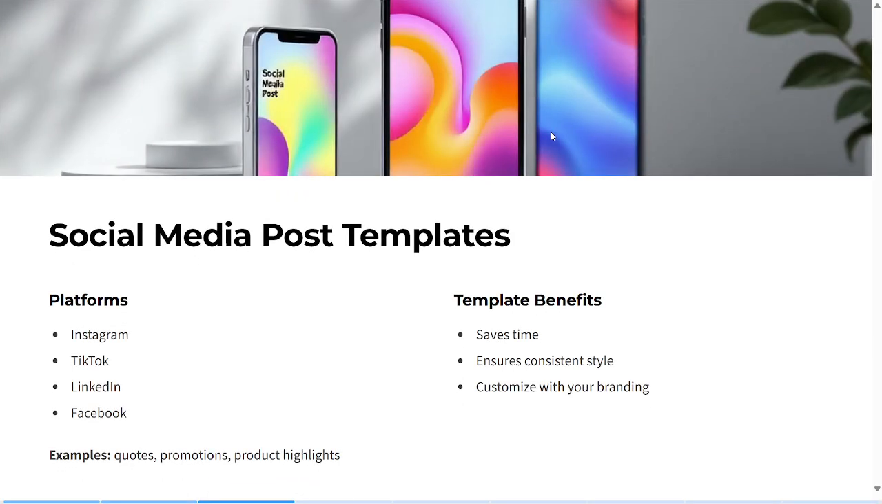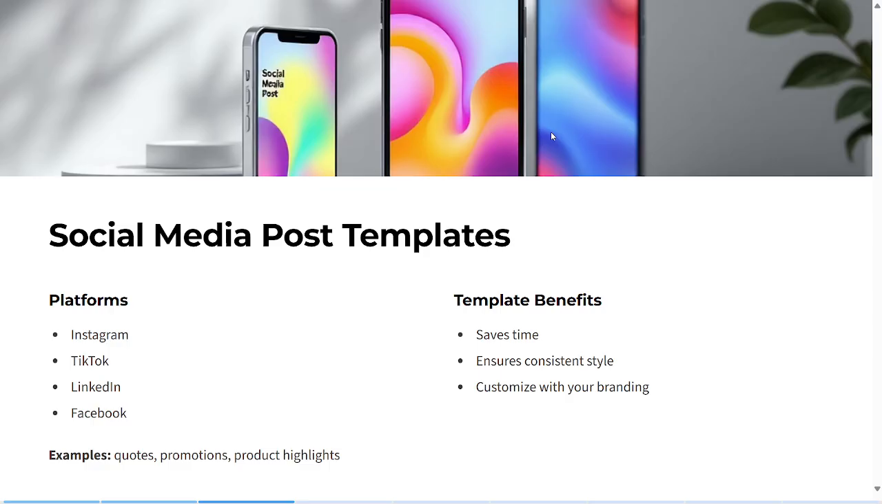Now on Canva, you have different platforms. You have different platforms that you can use Canva for that already have templates, like Instagram, TikTok, LinkedIn, Facebook. Now, template benefits: it saves you time, it ensures consistency, a consistent style, and you can also customize your branding.